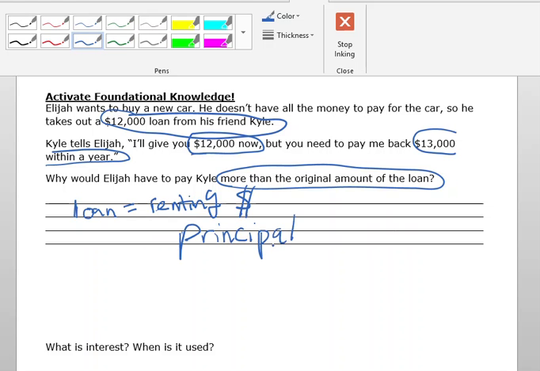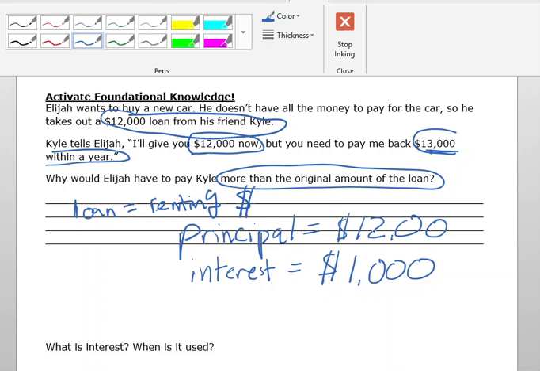And in this case, it's principal, like the principal hoard. So the principal is that $12,000, that money that you borrowed. And then that 13,000, that extra amount of money, that's the interest. Okay, that's that extra $1,000.